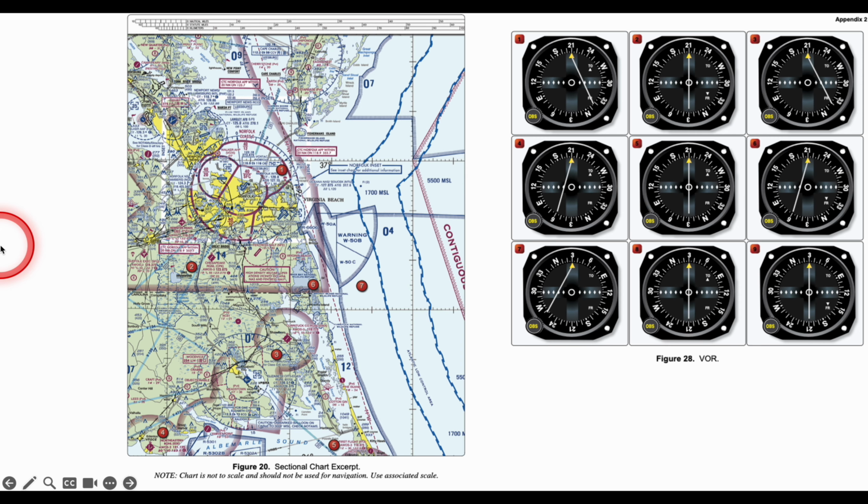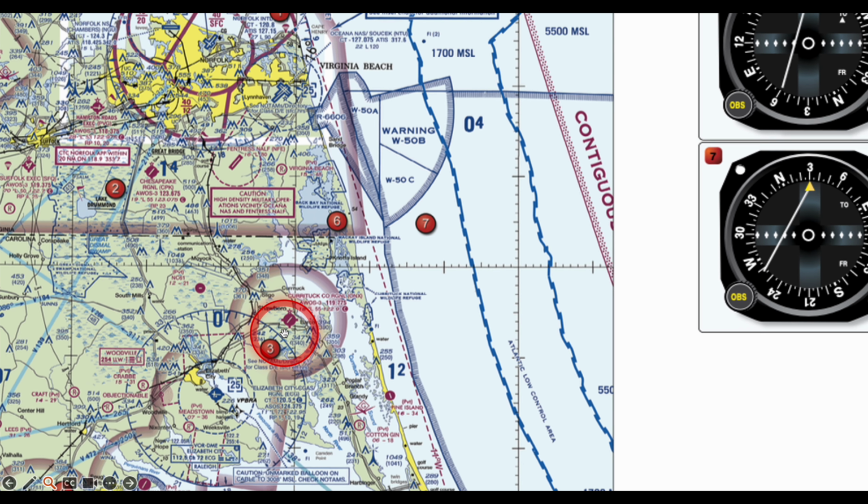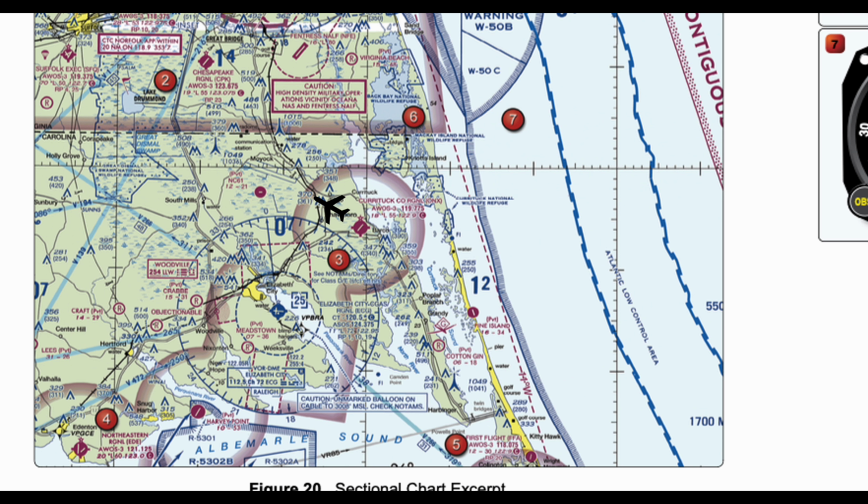So let's take a look at these figures, and your first step is to find the location of the airport, which is going to be Shawboro right there, and I'll zoom in a little bit. So that's where the airplane is located. So now we need to figure out what radial we're on from the station and look at the examples to see which one of these indications is correct.